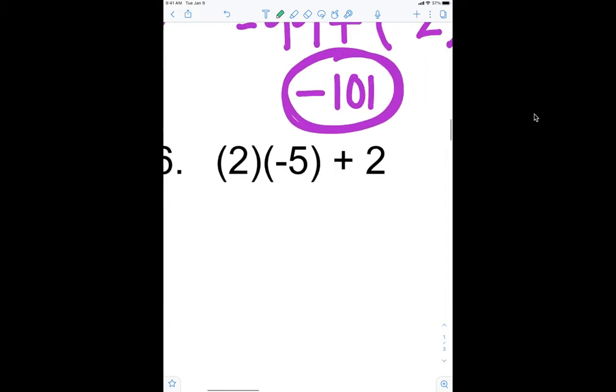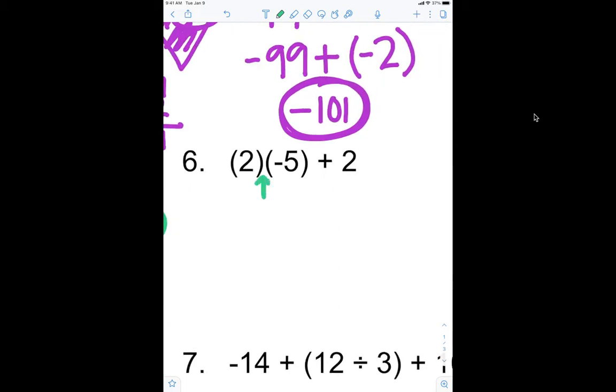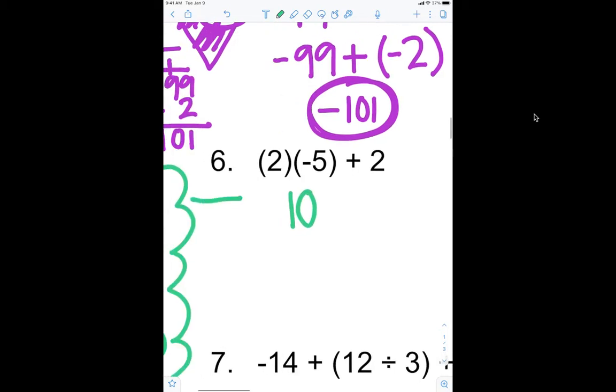So again, if you see 2 parentheses and there's nothing in between them, it means multiply. So I'm doing 2 times -5, which means I'm really just doing 2 times 5, which is 10. And then I look at my Dorito Man, and I've got +2, -5. I'm left with a negative, so it's -10.